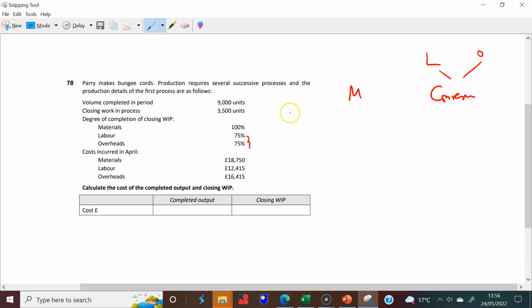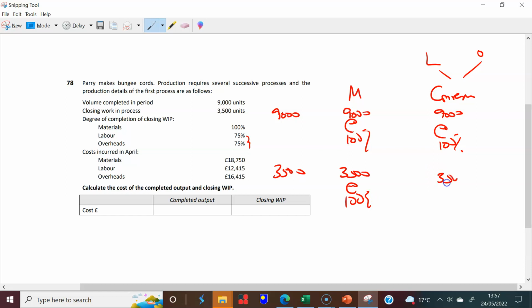The point is that your finished goods, your completed goods, are 9,000 complete at 100% and also 9,000 complete for conversion. But your work in progress, which is 3,500 units, is 100% complete for materials, but only 75% complete for conversion. So for materials you could argue these are completely complete. So 9,000 plus 3,500 is 12,500.